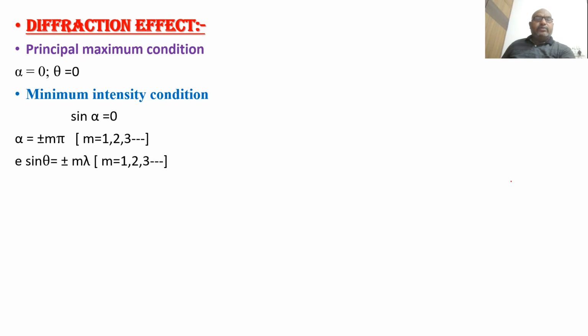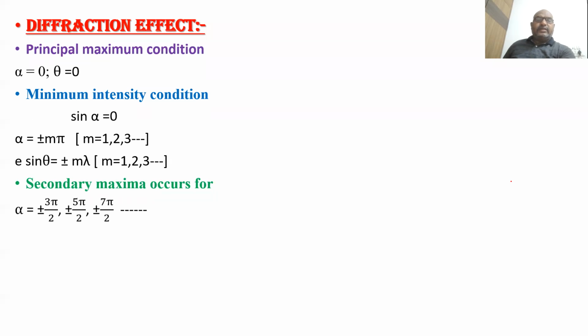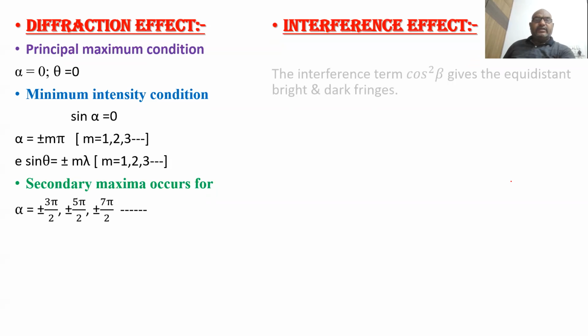So alpha is equal to plus or minus m pi. And the secondary maxima are at alpha equal to plus or minus 3 pi by 2, plus or minus 5 pi by 2, plus or minus 7 pi by 2, and so on. That is the representation of the values.